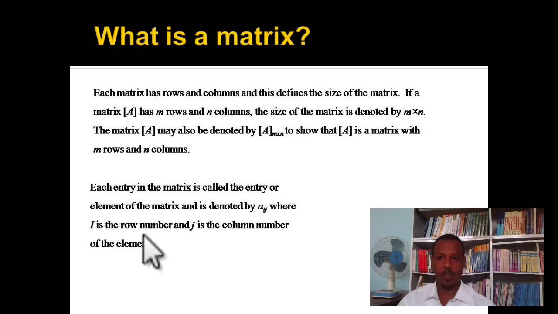Each entry in the matrix is called an element of the matrix and is denoted by a_ij. What does i stand for? i stands for the rows and j stands for the columns, where i is the row number and j is the column number.